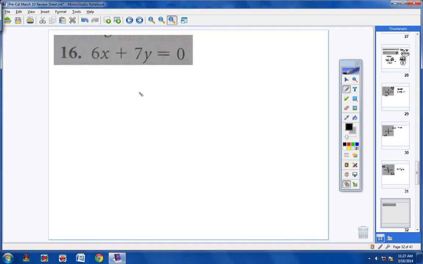Now to check for origin symmetry, everywhere there's an x, you put a -x. Everywhere there's a y, +7, you put a -y. And then we simplify. 6 times -x is -6x. 7 times -y is -7y equals 0. And it looks like it's not quite the same, but hold it. 0 is neither positive or negative.